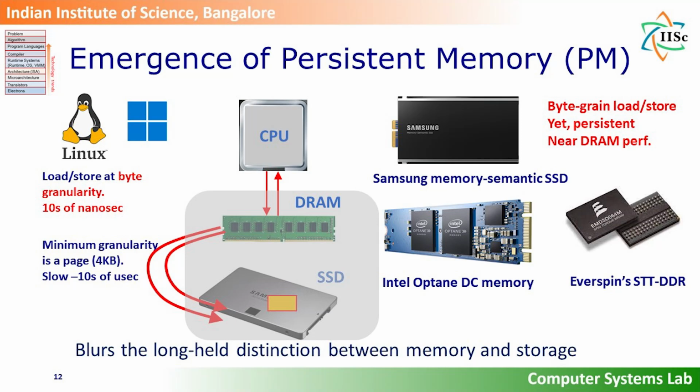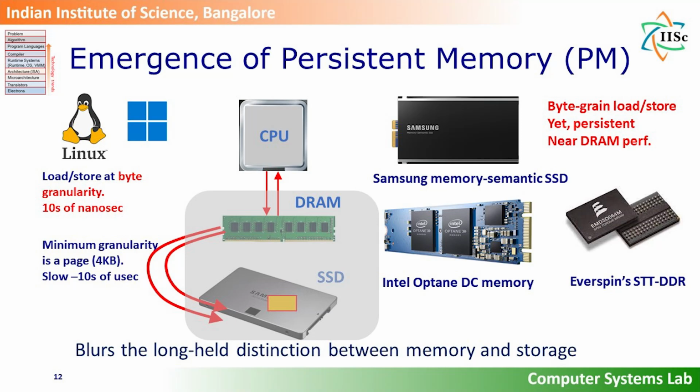But this key distinction is getting blurred with the emergence of new memory technologies that we call persistent memory. We call it persistent memory because, like DRAM, you can access these technologies or update data in them using load stores at byte grain, at the level of bytes. You don't require the operating system to move data to the DRAM. And their performance is closer to DRAM, not exactly the same. They are 3 to 10x slower, but still at nanosecond scale.